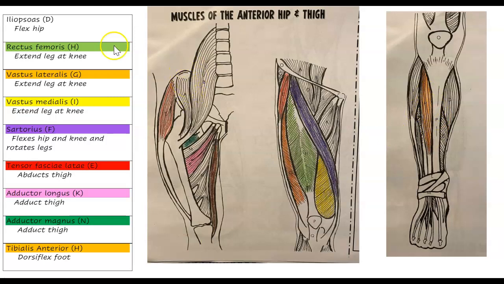I did not color the iliopsoas muscle, which is going to be responsible for flexing the hip, and I also labeled it incorrectly, but it would be this muscle up here, letter B, on this diagram. And its job is to flex your hip. So it connects your hip to your leg bones.